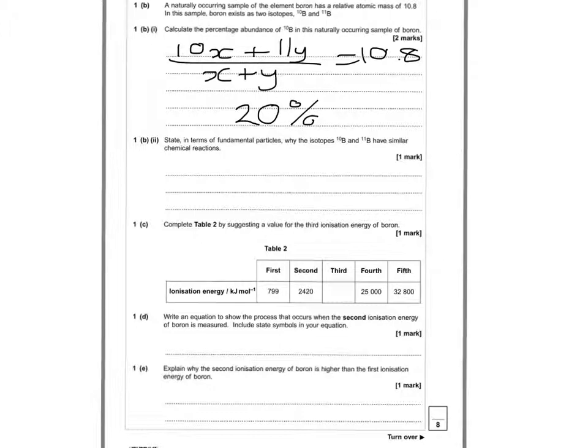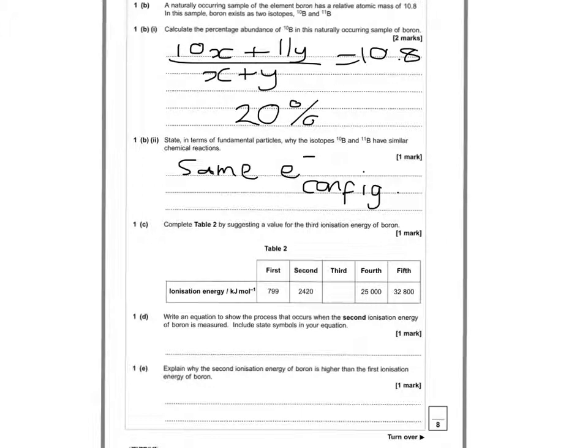Part 2. State in terms of fundamental particles why the isotopes boron 10 and 11 have similar chemical reactions. This is a very standard question. It's because they have the same number of electrons or the same electron configuration. Remember that electrons determine the chemical properties. Yes, they have the same number of protons, but actually protons don't determine the chemical reactions.